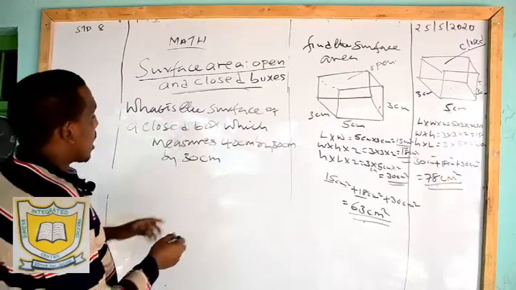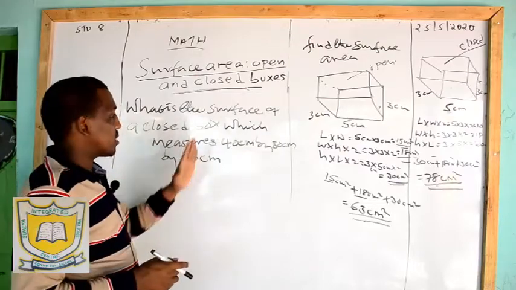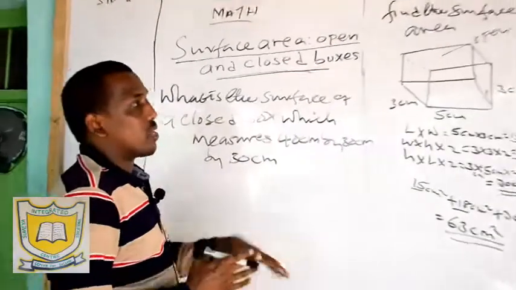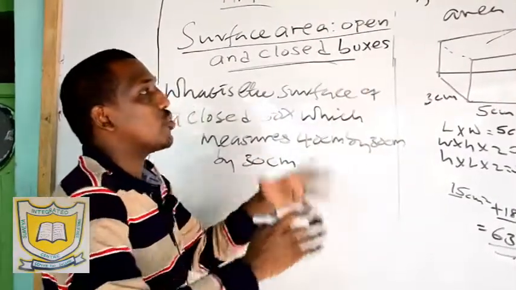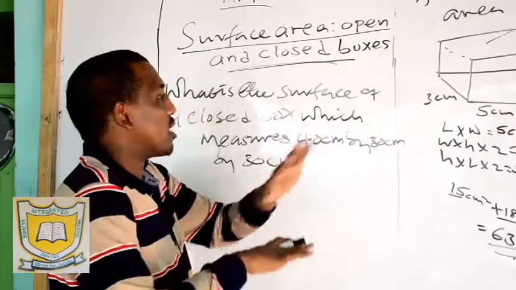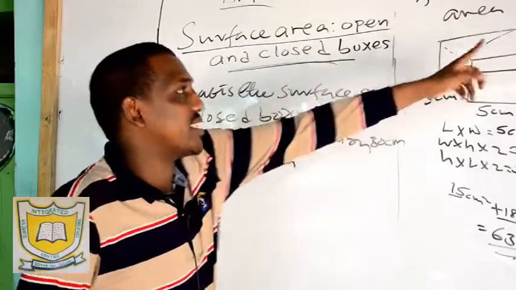So let us get now the surface area. Remember, this one is a closed box. When it's closed, they will tell you closed. If it's open, they will say open. So if they don't mention open or closed, and they just tell you to find the surface area, automatically that one is closed unless they say it's open.